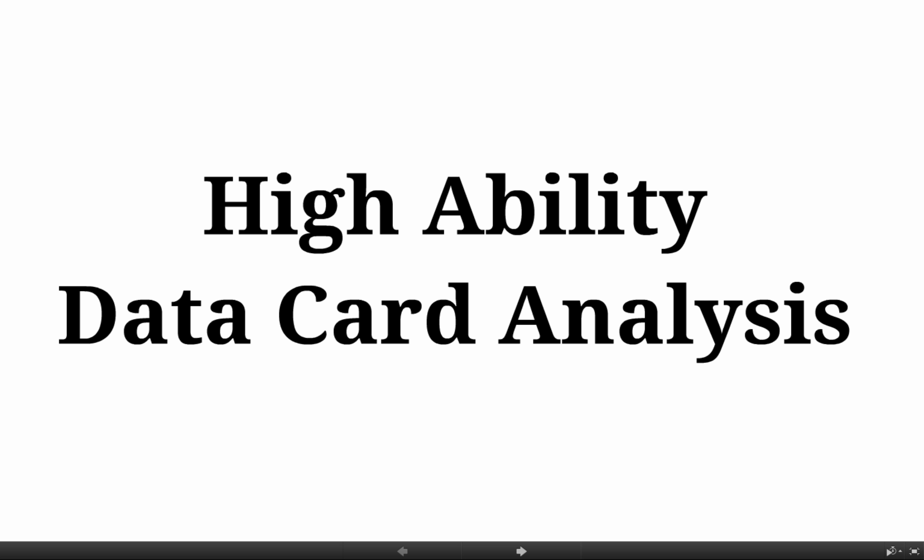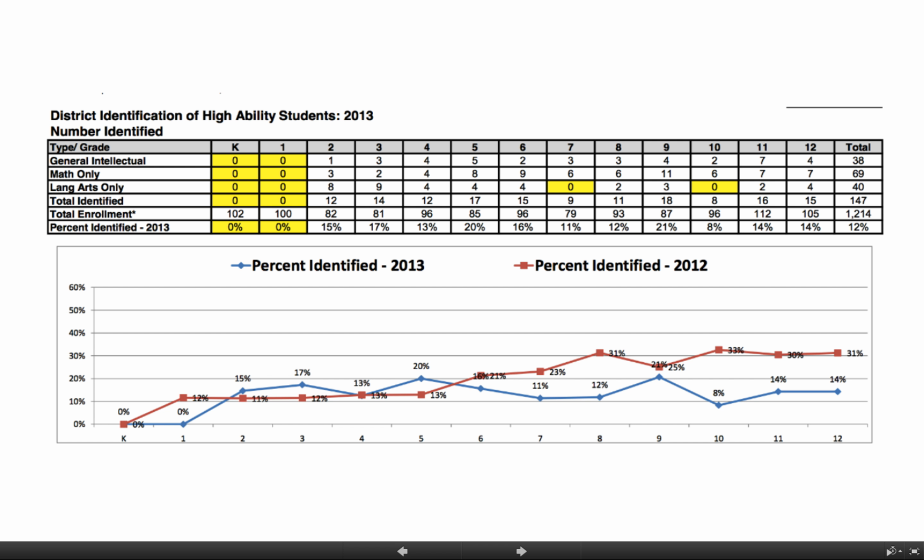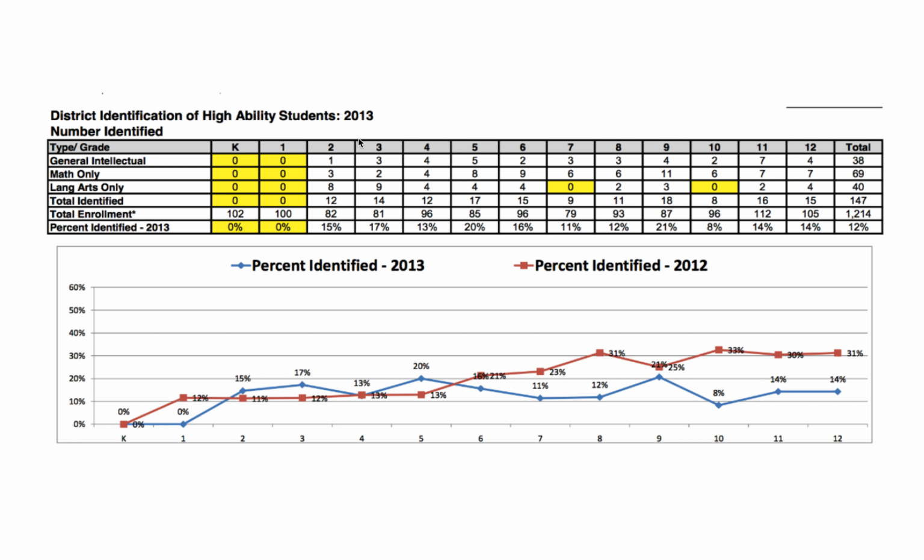So let's take a look at what these cards include. On the first page you'll see the identification data, and at the top here you'll see the percent of kids identified as high ability at each grade level: general, intellectual, math, and language arts only. The bottom line is the total percent for each grade level in those categories. The DOE states that a minimum of 4% of students should be identified at each grade level. So you'll want to look at the data card and make sure you've got 4% at each of those levels. If there is a yellow highlight, that means that 0 students were identified for that cell. So that's a problem or a red flag to think about too.